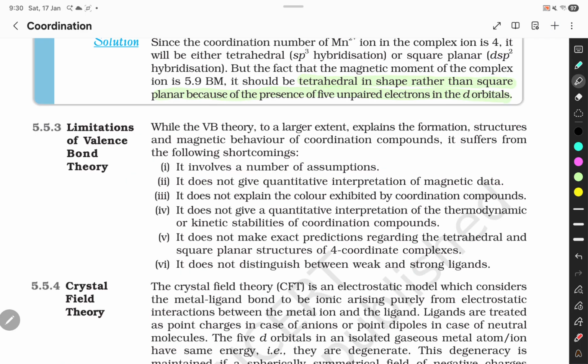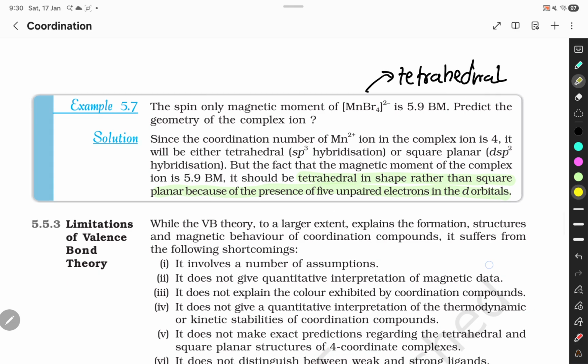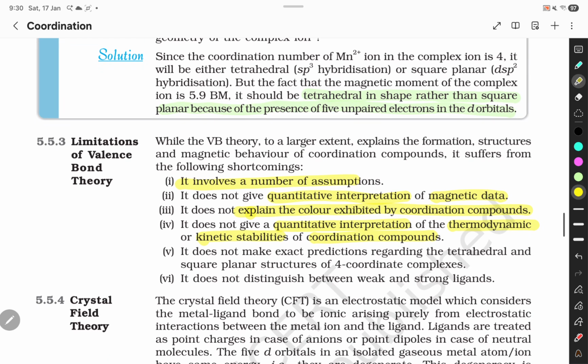Yeah. So now we have valence bond theory limitations, which have been asked in JEE Mains, and it involves a number of assumptions. It does not give a quantitative interpretation of magnetic data. It does not explain the color exhibited by coordination compounds. It does not give a quantitative interpretation of the thermodynamic or kinetic stabilities. Basically, it does not explain the stability, does not make exact predictions for four coordinate complexes, and does not distinguish between weak and strong ligands. Okay.